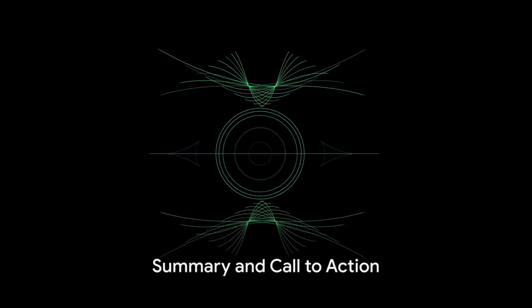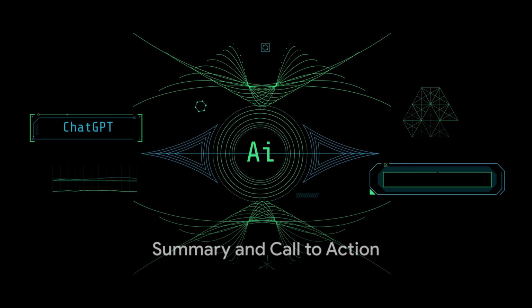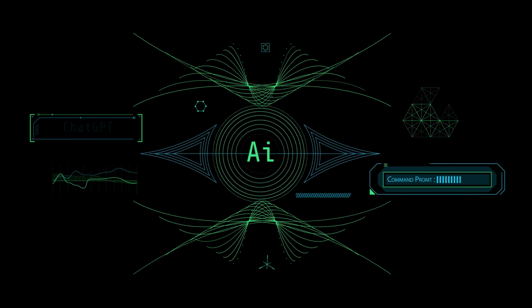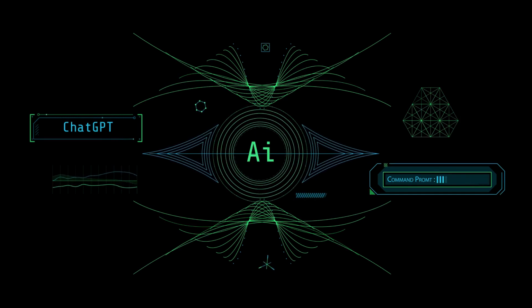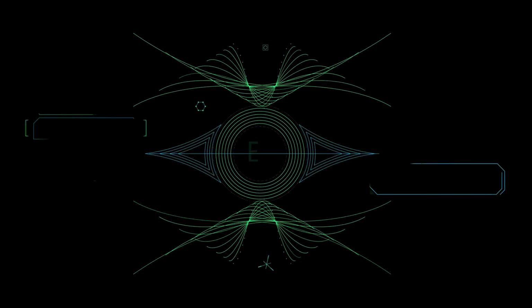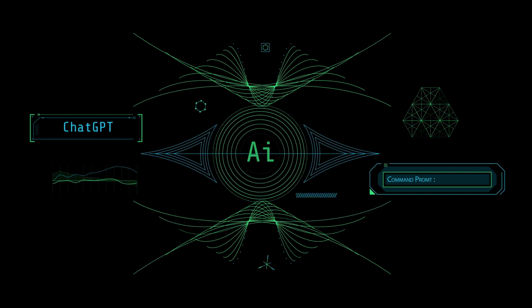To summarize, creating AI animated story videos with ChatGPT involves 4 key steps. First, brainstorm and plan your story. Second, develop your script with the help of ChatGPT. Third, animate your story using suitable software. And finally, review and edit until you're satisfied with the result.